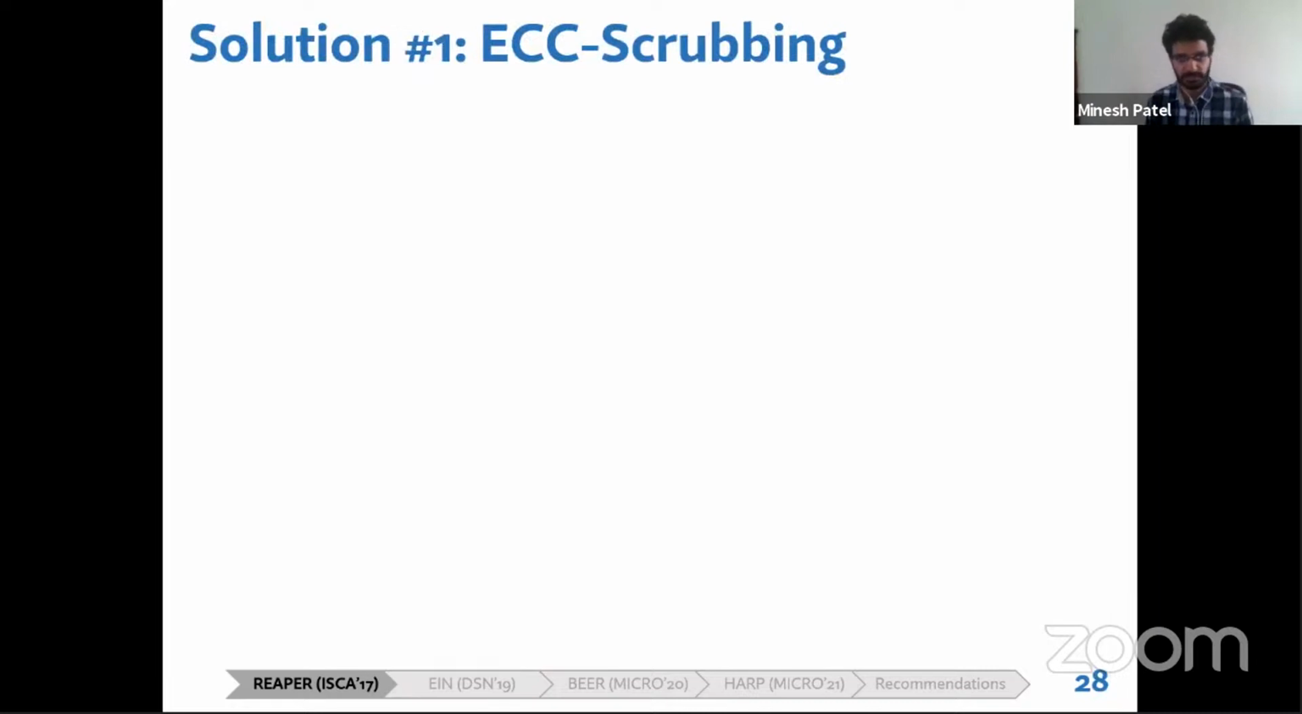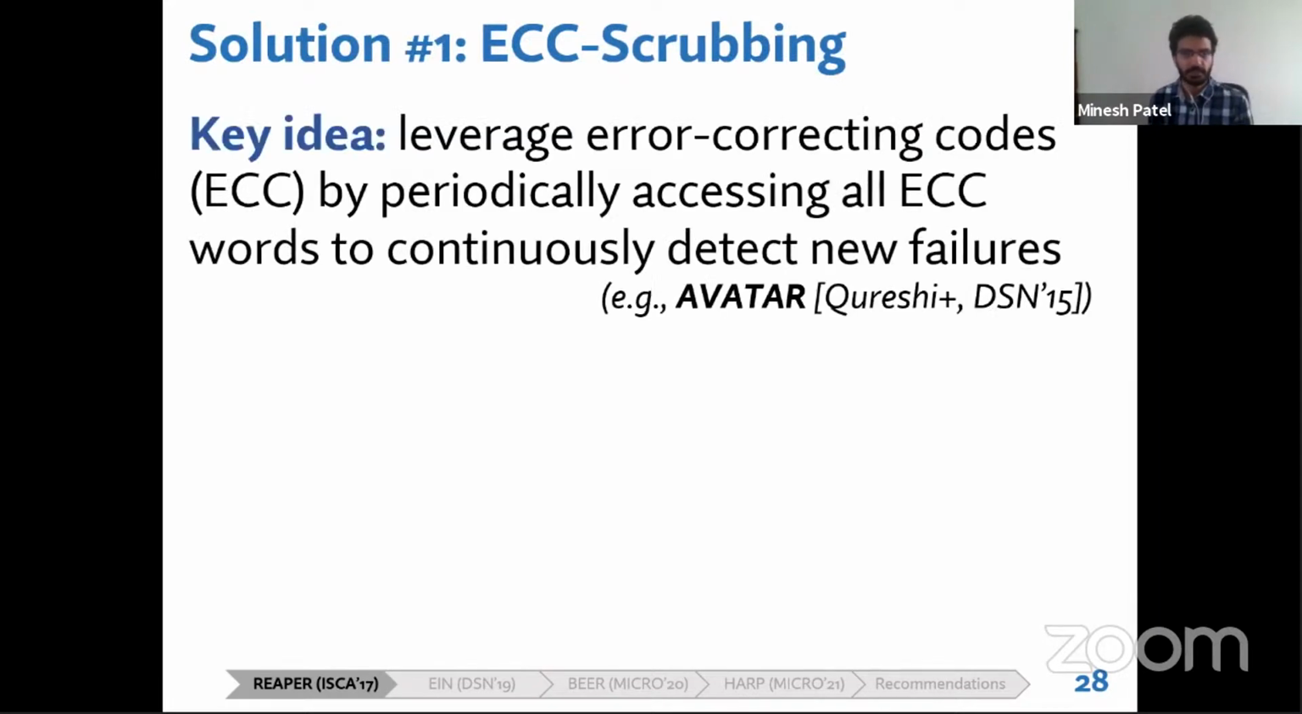So the first approach that we consider is called ECC scrubbing. The key idea to ECC scrubbing is to leverage error correcting codes by periodically accessing all of the different ECC words in the device in order to continuously detect any new failures that occur.